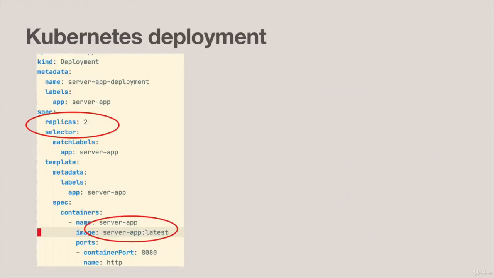Let's see how we specify what we want running to Kubernetes. In this case, we're going to be writing quite a bit of YAML.